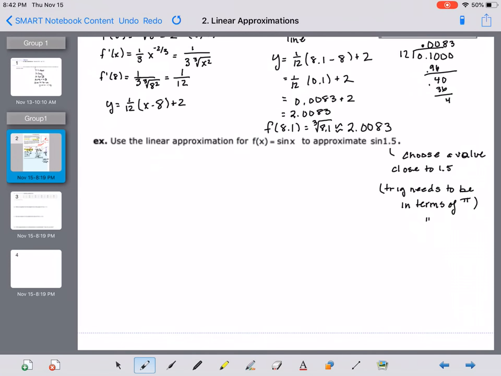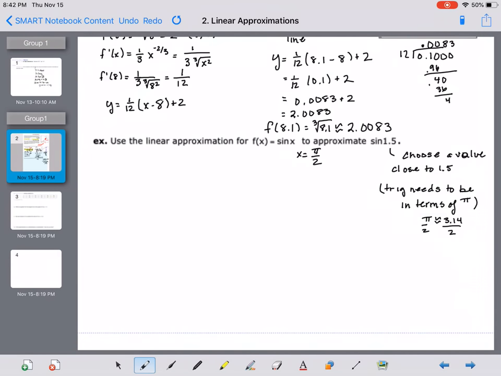So if we think of pi, remember pi is approximately 3.14. That's not close to 1.5, but if I take that and divide it by 2, that's going to be a value close to 1.5. So that's the value that I'm going to choose. I'm going to choose x is equal to pi over 2, because that's really close to 1.5. Close enough that our tangent line is going to be really close to where that 1.5 is.